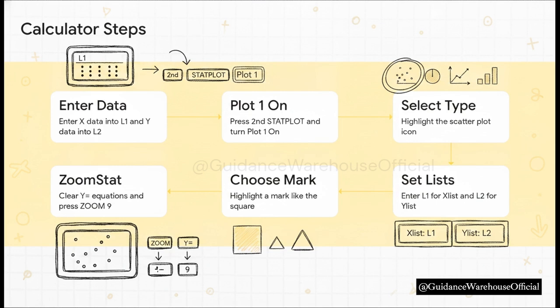Step 4, tell the calculator exactly where your data lives by entering L1 for X list and L2 for Y list. Step 5, highlight a mark. Quick pro tip here, the square is usually the easiest one to see on a small screen. And finally, step 6, hit Y equals and clear out any old equations you might have lingering in there, then press the zoom key and the number 9 for zoom stat. Boom. The calculator scales the window perfectly and visualizes your data.